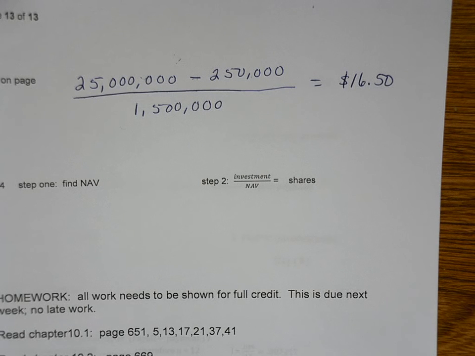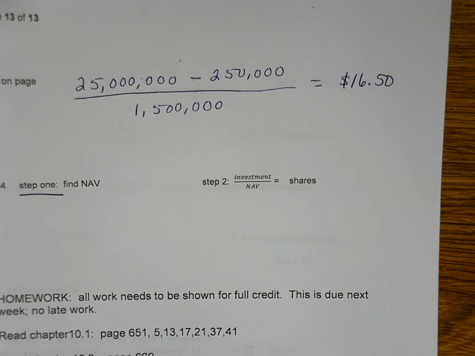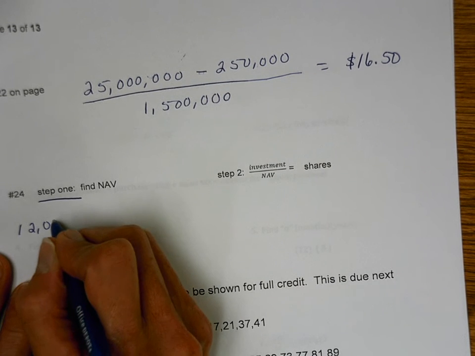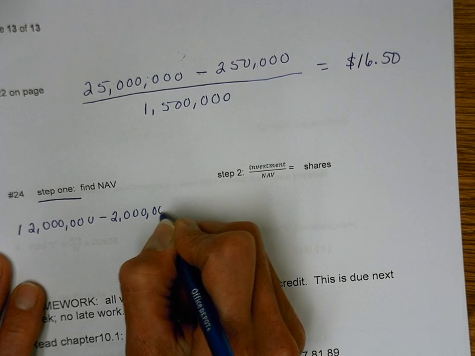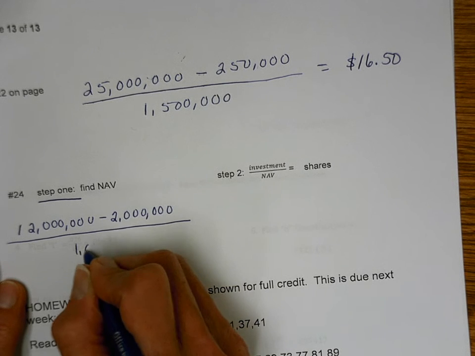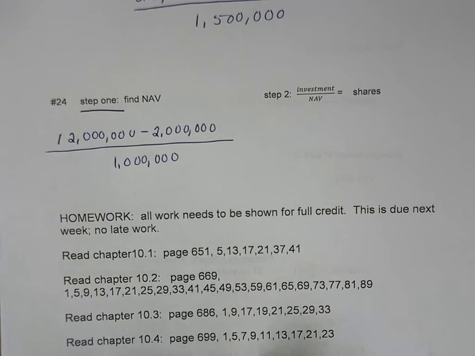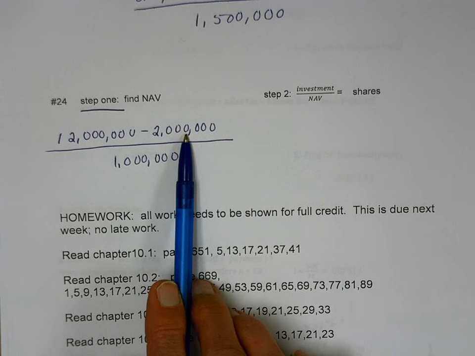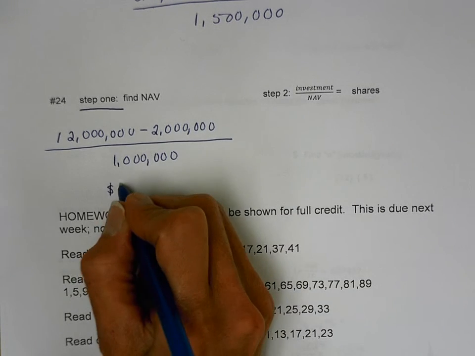Okay, this is a two-step problem. First thing you want to do is you want to find the net asset value. So let's use our formula for that. So we're going to plug and chug. And when we do that, our label is money. So let's get this written down first. Let's put it in our calculator. Okay, now you're going to go 12 million minus 2 million. Okay, and then divide by 1 million. And you should get 10, and that's $10.